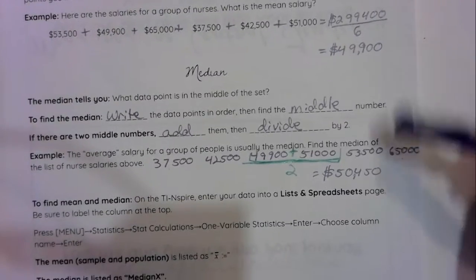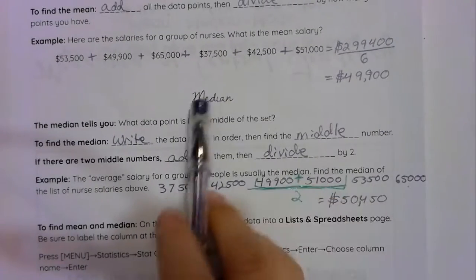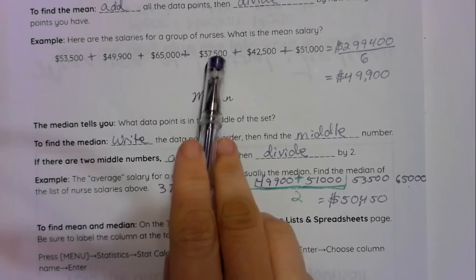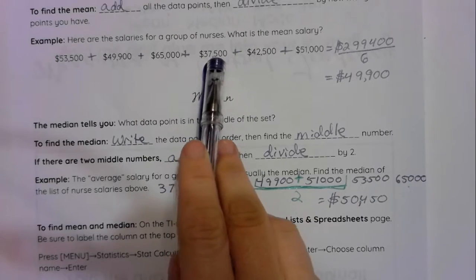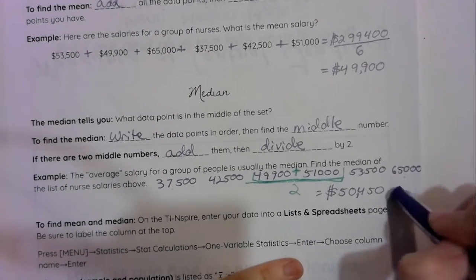So as you can see, the mean and median are not always the same. In this case, this nurse right here, who's getting paid a lot less than most of the others, is pulling that mean down so that it's lower than the median.